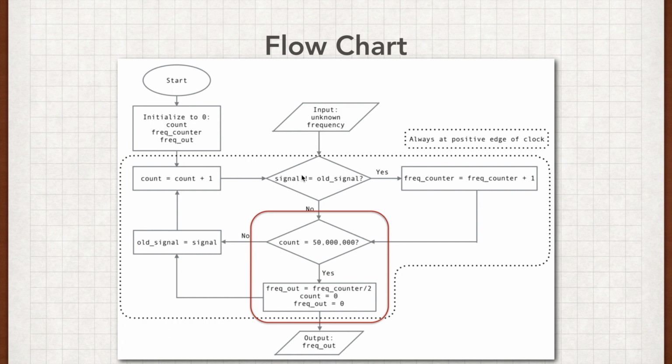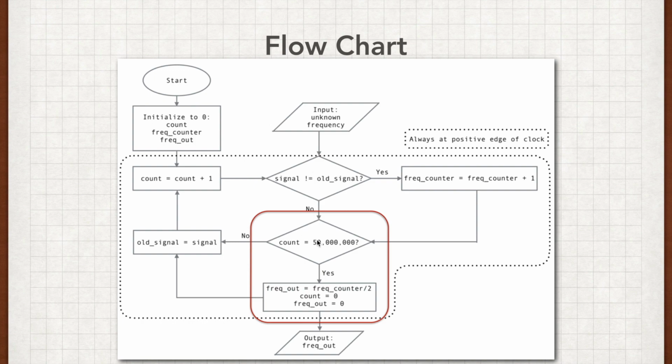Or the frequency input coming in from this box up here didn't change from a 0 to a 1 or a 1 to a 0. If there is no change, we go this way. If they're not different, then we go this way. If they are different, then we go this way.